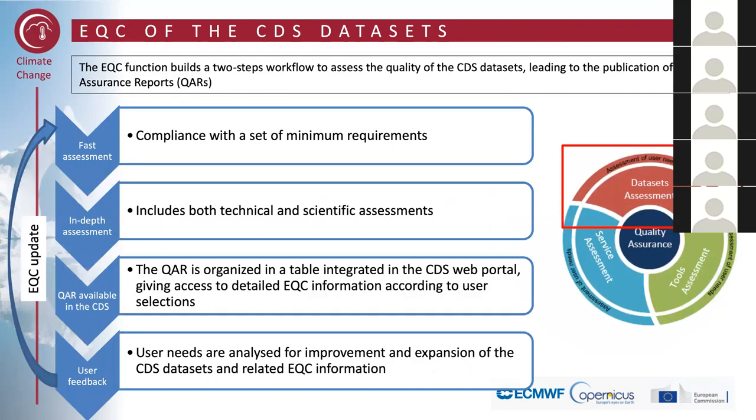For the CDS datasets, the quality control function builds a two-step workflow to assess the quality of the CDS datasets, which then leads to the publication of quality assurance reports, the QAR. The workflow is made of one step, which is named fast assessment, for which we check for compliance with a set of minimum requirements. And then a second step, which is named in-depth assessment, for which we go more into detail of the technical and scientific assessments. And as said, those two steps lead to make available to the end users the acquired dataset quality information in terms of QAR, so quality assurance reports.